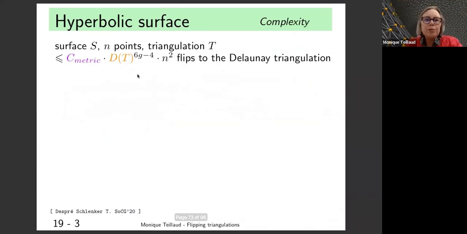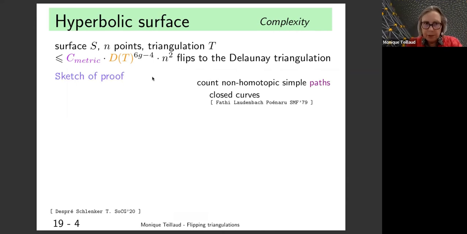What is more tricky is to prove this for the case of a hyperbolic surface. So we get this function f that I showed previously, this function f of the genus and the triangulation, is actually something like this. The bound we get is a constant that depends on the surface itself, and then bound d of t to the cg minus 4, where g is still the genus, and this is n square. We proved a bound like this 2 years ago. I'm not going to really prove it, just give you a few ingredients. The idea is that we need to count all the possible edges that appear, so we need to count all the non-homotopic simple paths on the surface.